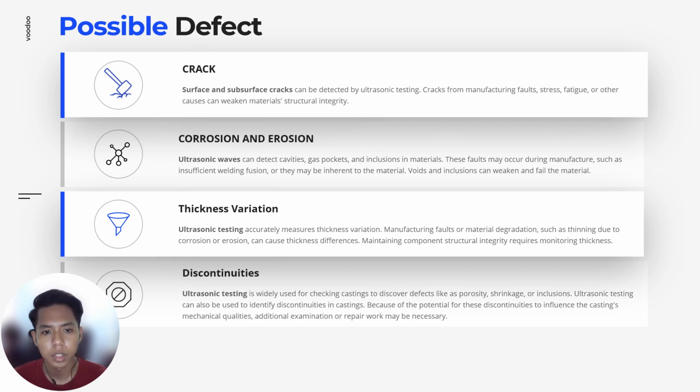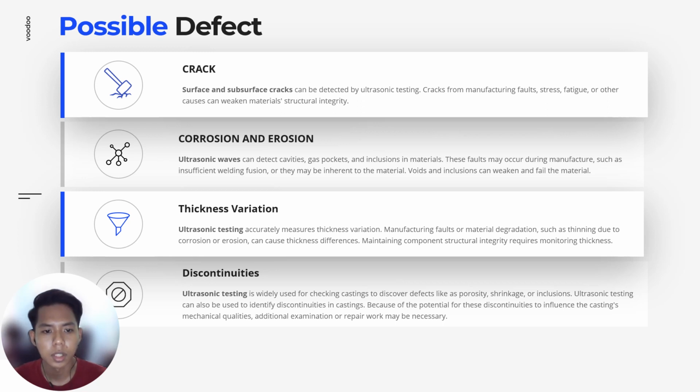Second, corrosion and erosion. Ultrasonic wave can detect cavities, gas pockets, and inclusion in material. This fault may occur during manufacture, such as insufficient welding fusion, or they may be inherent to the material. Voids and inclusion can weaken and fail the material.